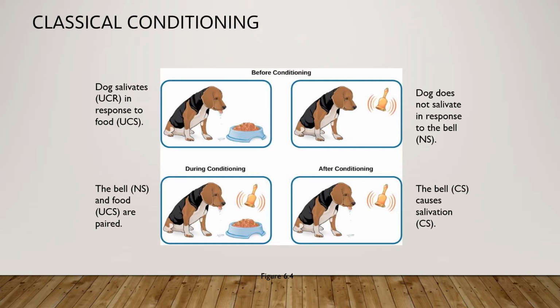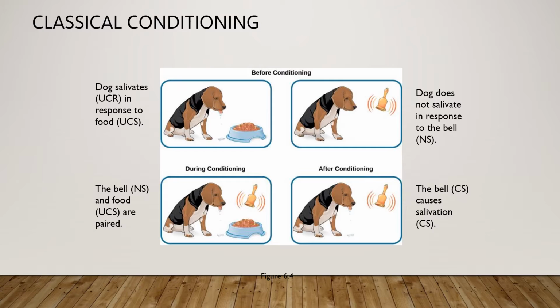Okay, so here's an image in your textbook in figure 6.4. You see that before conditioning, a dog salivates in response to food, very natural. We have the unconditioned response of salivation. The food is the unconditioned stimulus. And I realize I'm saying this stuff over and over, but I just want to make sure you get it. I think that it can be easy to get confused with these concepts. So the more you can think about this and review it, the easier it will be for you.